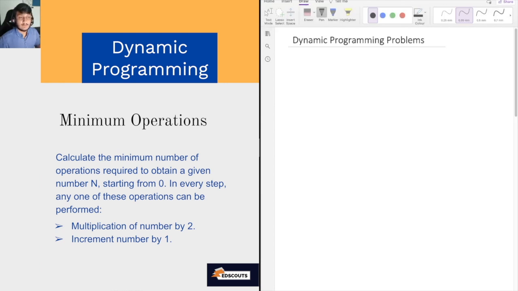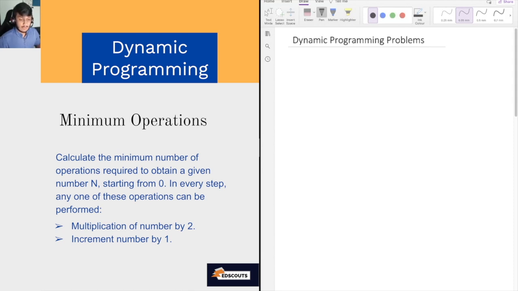Let us look at our first problem under dynamic programming paradigm. It is minimum operations. So if you see here we are given a number n. We have to find the minimum number of operations that are required to reach n starting from 0. And you have two operations available, double the number, add 1 to the number. And these operations you can do any number of times.